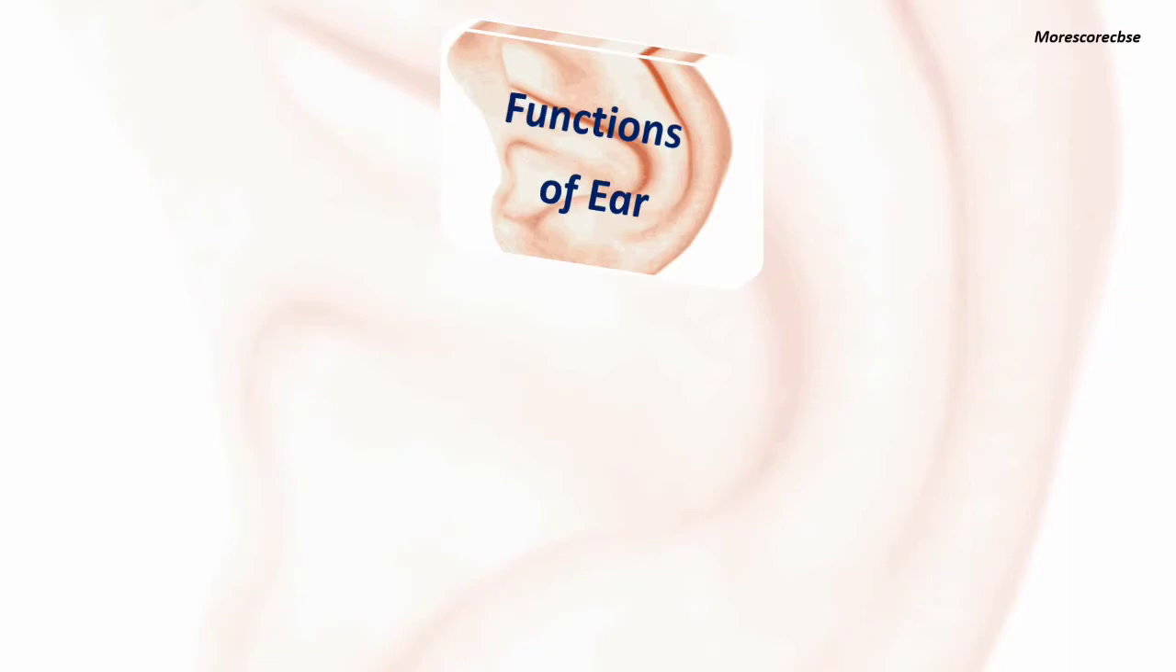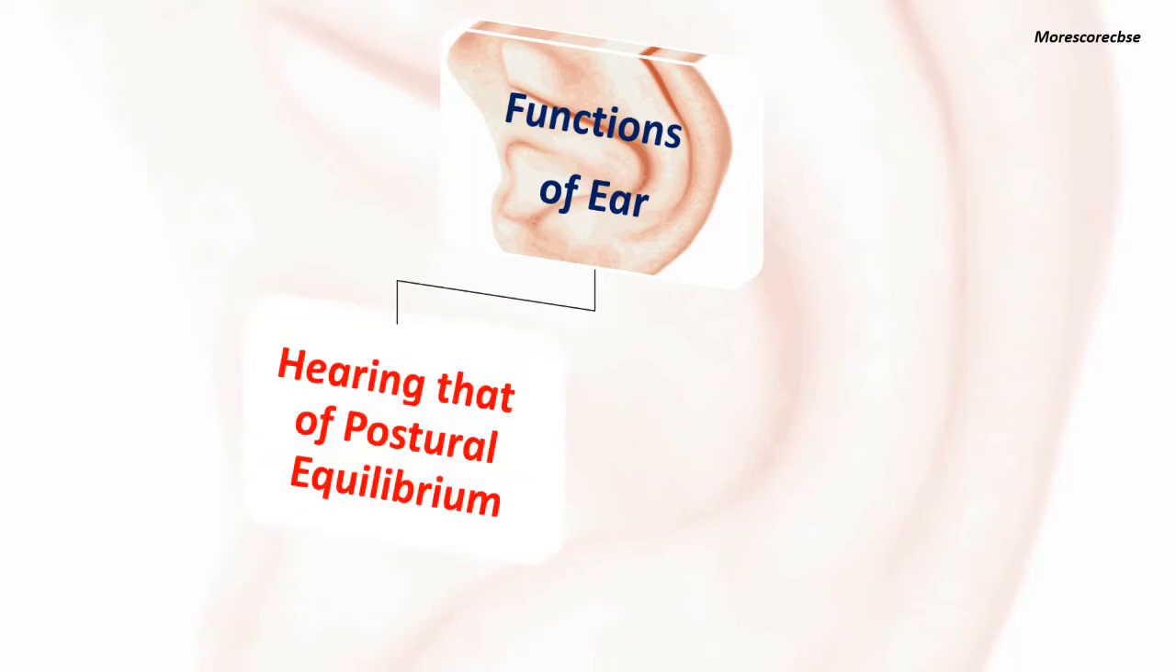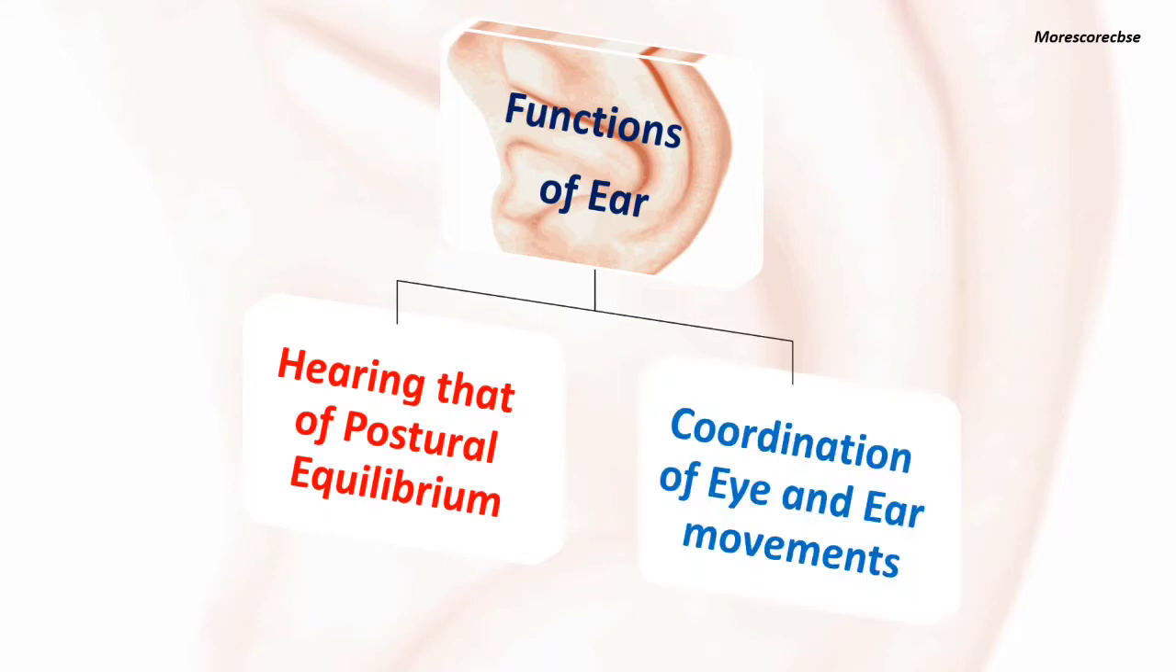Now let us see the function of ear. Ear is a sense organ that serves two major functions. The first function is hearing and that of postural equilibrium. The second one is coordination of eye and ear movements.